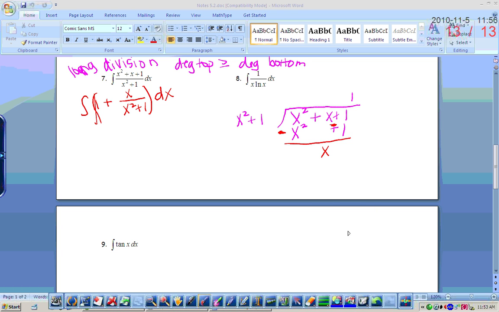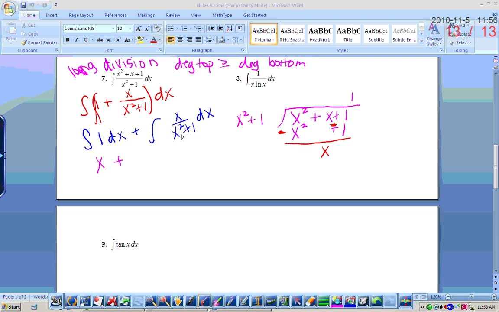Okay, can you see where this might be going? Yes. What you could do is break it up into two different parts. We could distribute your dx. We could do the integral of 1 dx plus the integral of x over x squared plus 1 dx. What's the integral of 1 dx? X.